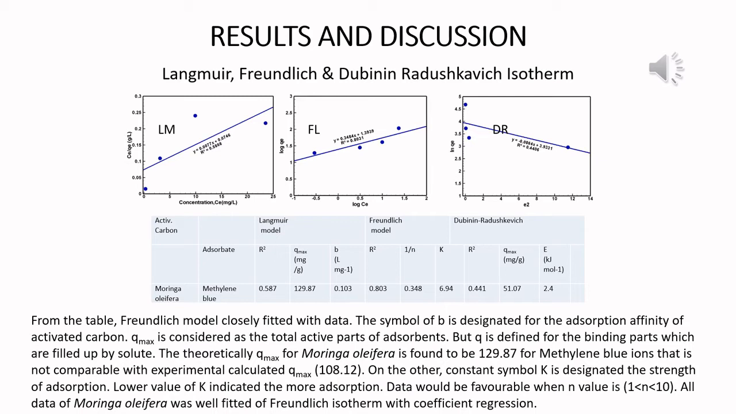The theoretical Qmax for Moringa is found to be 129.87 for methylene blue ions. That is not comparable with the experimentally calculated Qmax, 108.12. On the other hand, the constant K is designated the strength of adsorption. A lower value of K indicates more adsorption. Data would be favorable when n is between 1 and 10. All data of Moringa was well fitted to the Freundlich system with a good regression coefficient.